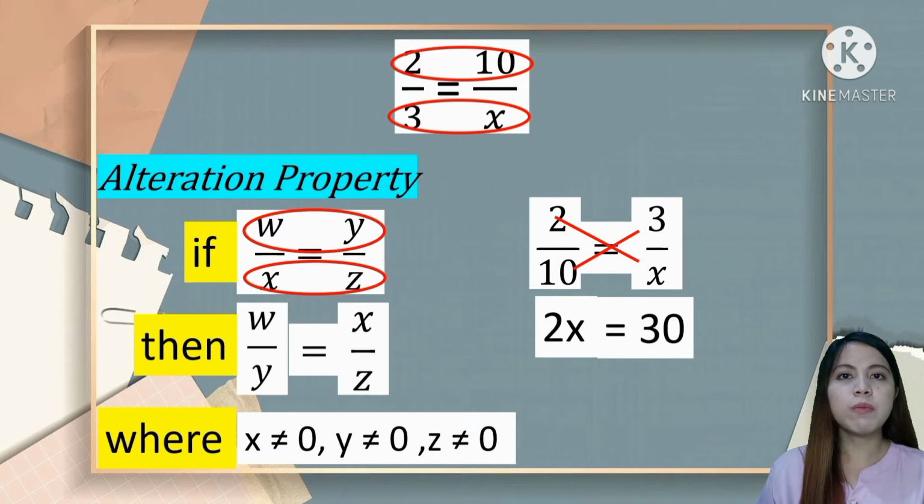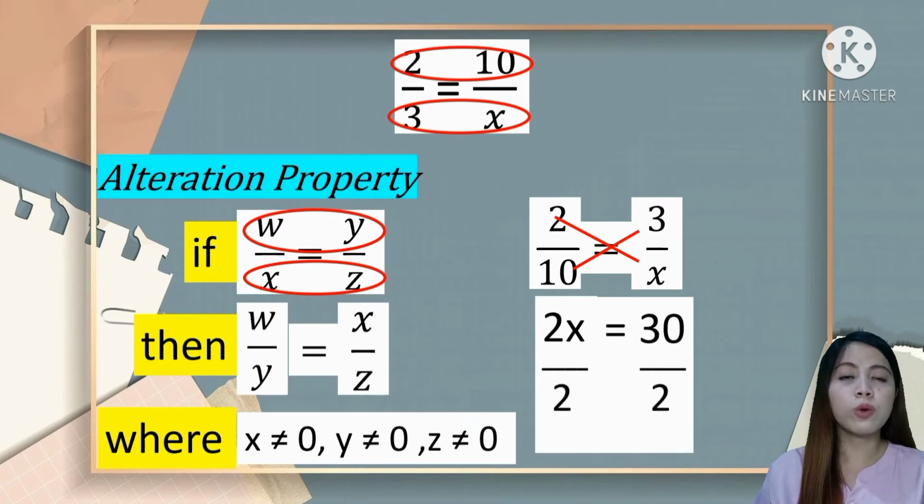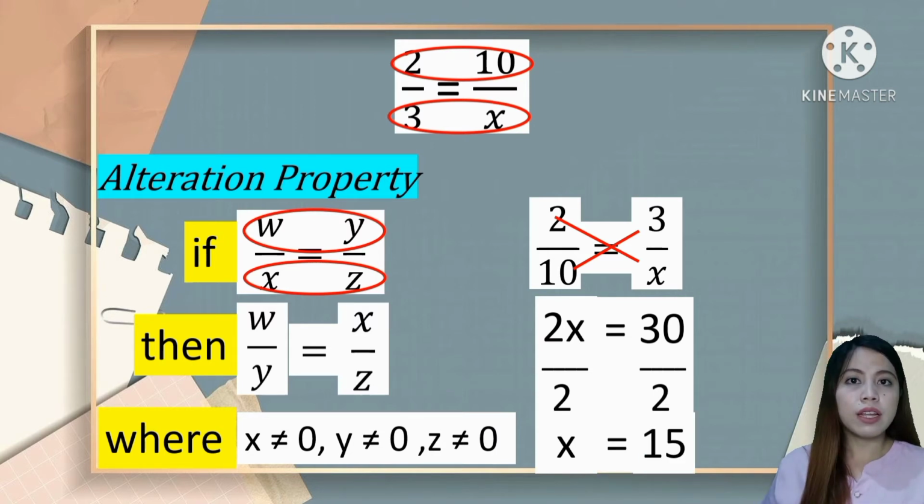Again, divide both sides by 2 in order to eliminate 2 in front of X. So we have 2X divided by 2 is equal to X, and 30 divided by 2 is equal to 15. Again, we get the value of X as 15.